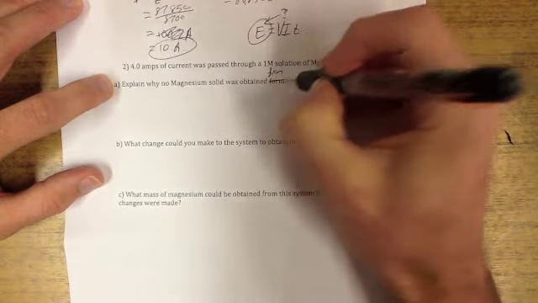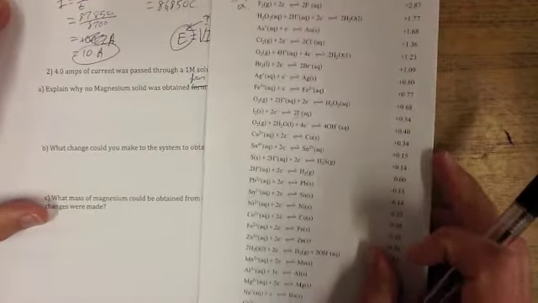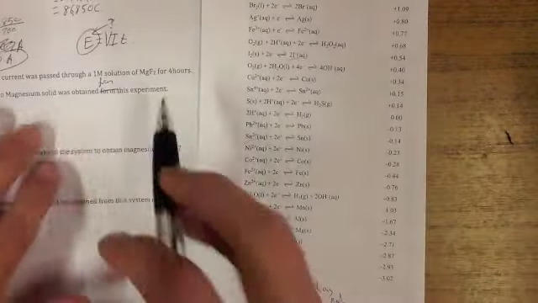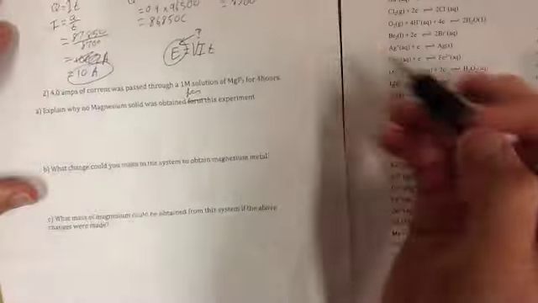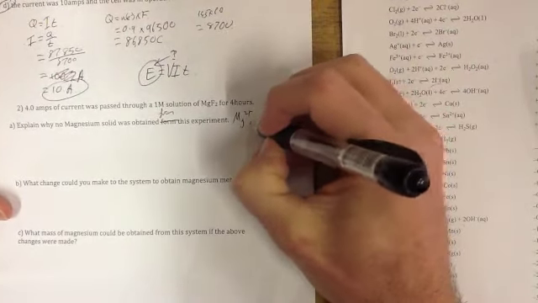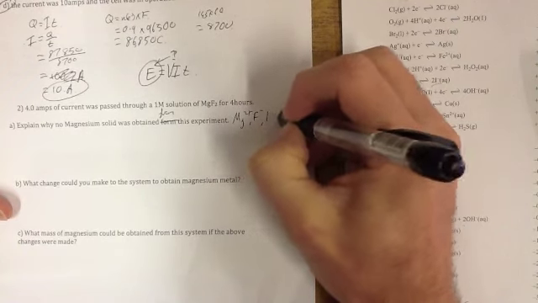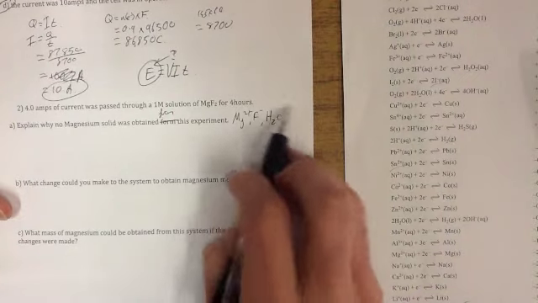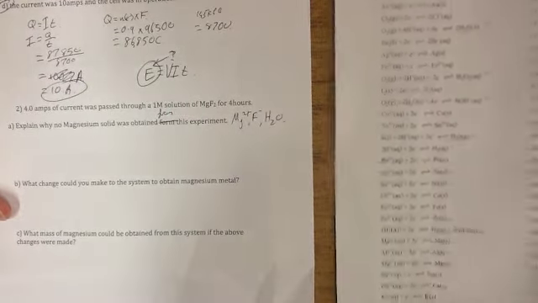Well, what we need to do for this is look at our electrochemical series. I write down all the things I have in my system. I have magnesium 2+, first of all. I've got fluoride, F-, and I've got water, because it's a solution. It's a 1 molar solution, which means I have a lot of water there as well. I go to my electrochemical series and I find all my species.